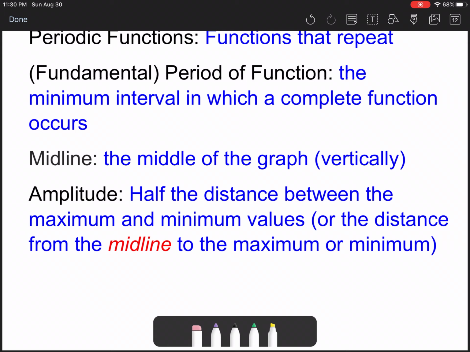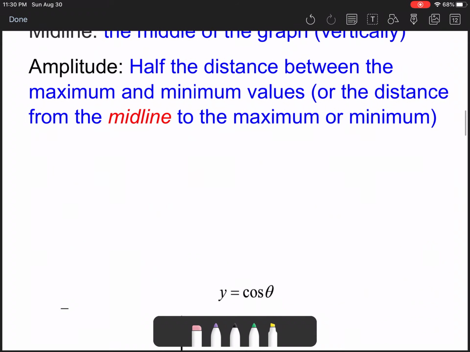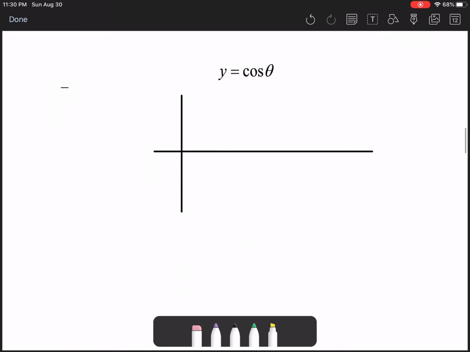Now, the midline is the middle of our graph, vertically speaking, and the amplitude, which is the distance from the midline to the maximum or the minimum, those are both things we're going to look at more tomorrow, okay? But also features we want to think about on all of the graphs is the midline, because it's going to be real important to us as we graph it. All right, let's move on to our next one, which is cosine.